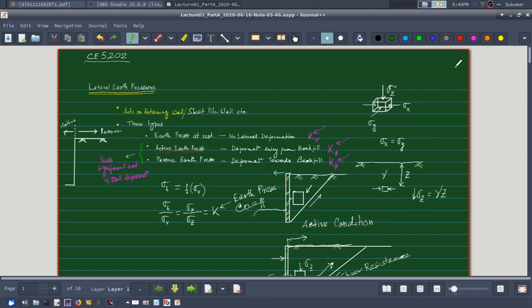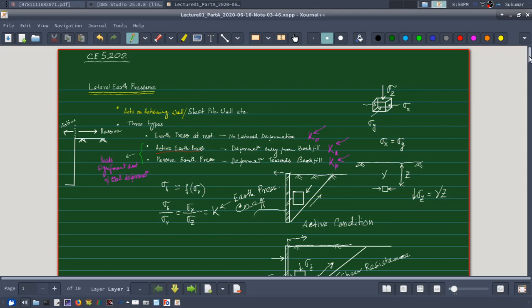Welcome dear students to this lecture on lateral earth pressure. This is our second lecture, and in the first lecture, let us recap what we had learned. We studied the three types of earth pressure, namely the earth pressure at rest, then active earth pressure and passive earth pressure.